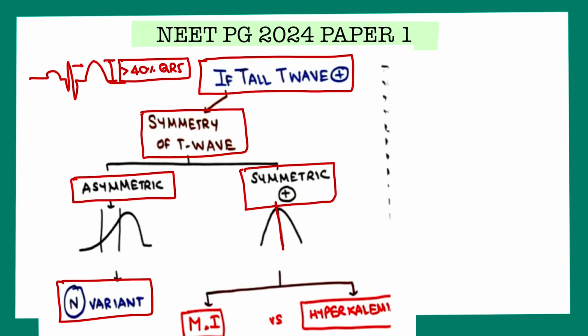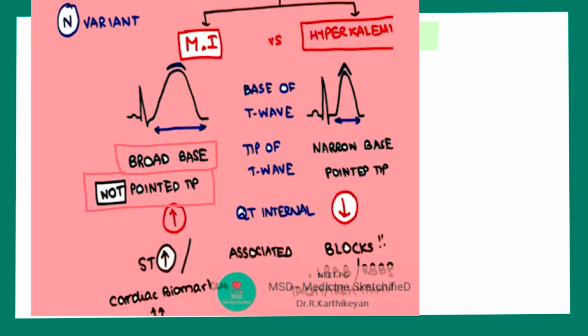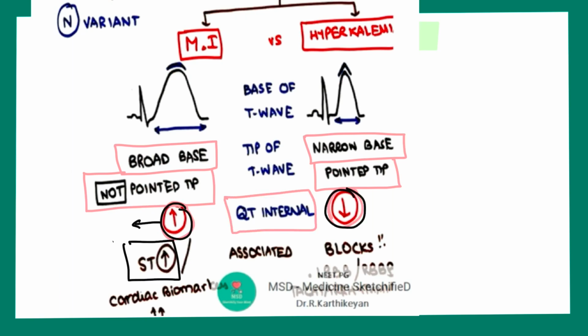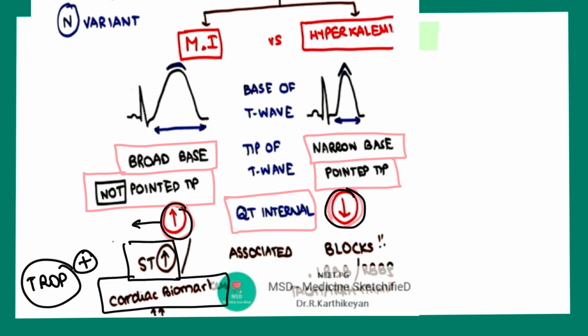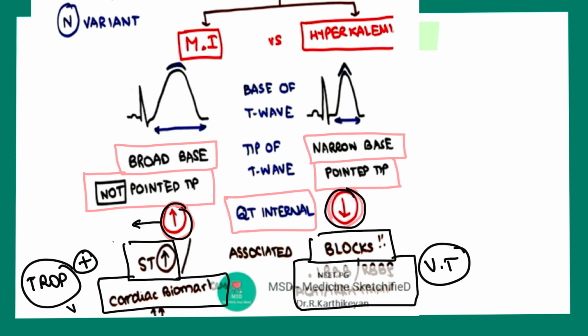If it is symmetric, dividing it into two equal halves, then it can be due to hyperkalemia or myocardial infarction. How to differentiate it is by seeing the size of the T wave base and tip. If the base is broad and not a pointed tip, then it will point towards MI. If it is a narrow base and a pointed tip, then it is tall tented T waves of hyperkalemia. And QT interval will be prolonged in MI and decreased in hyperkalemia. And cardiac markers will be raised in MI, whereas negative in hyperkalemia.